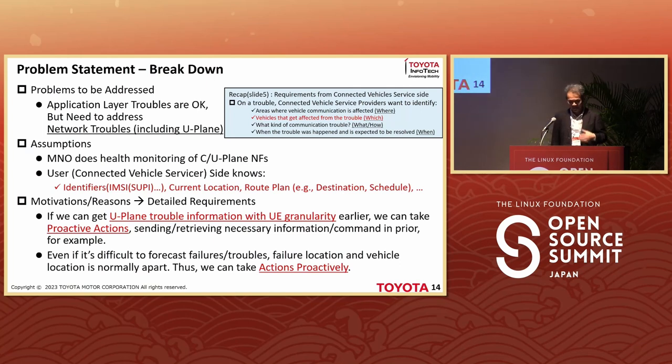So it's obvious, right? And also our side, the user side, the connected vehicle service side, knows identifiers of UE. Here, UE means user equipment, and simply speaking, it's like a smartphone. And also in the world of connected vehicles, one vehicle normally has a data communication module like a smartphone, okay? And of course, we know the identifier of the onboard communication device, and also each vehicle's current location and route plan, for example, destination or schedule or current status. So how fast is it driving, or which direction the vehicle is driving, okay?